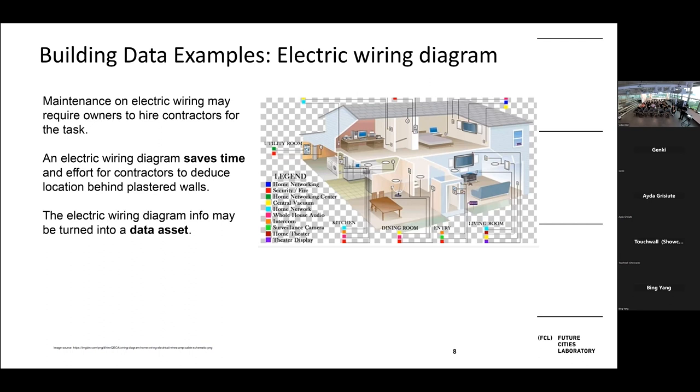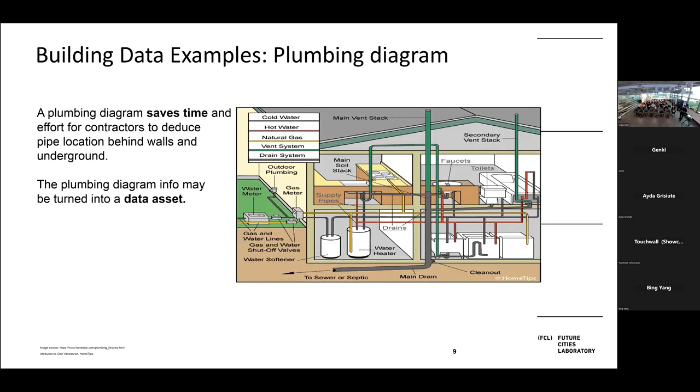The same goes with plumbing. Again, you have all the pipes running behind the walls, and some of them are underground. You might not want to accidentally break any of the pipes when you dig up stuff. So if you know what the pipes are and the exact location of where they are, this is another useful information that can be transformed into a data asset. So we have seen four examples of what building data can be converted into an asset.